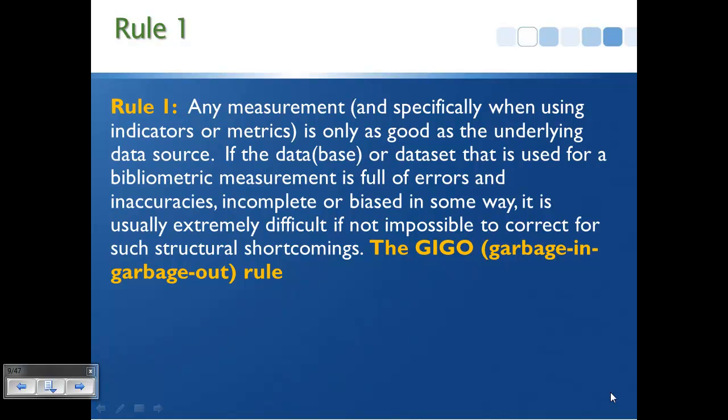No argument there. If you've got rubbish data, you can stand on your head. Any amount of modeling statistics cannot save your data. That's the old garbage in, garbage out rule. It applies to bibliometrics as well. Now, what it means is that you have to be very clear.